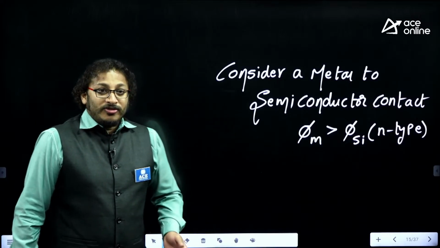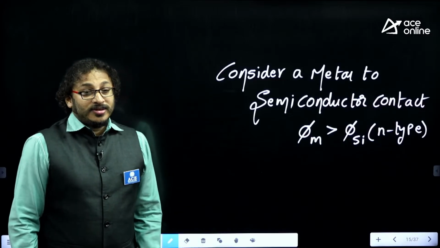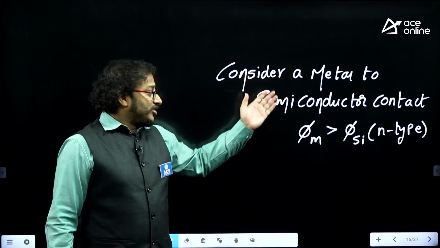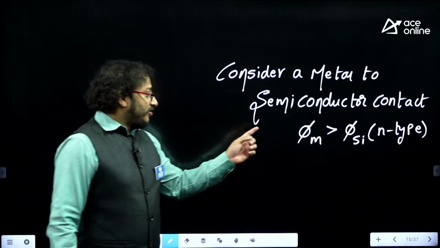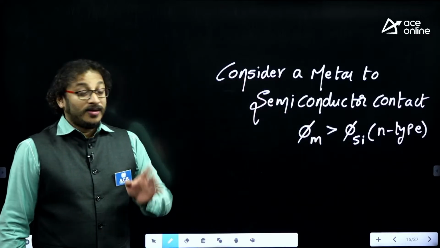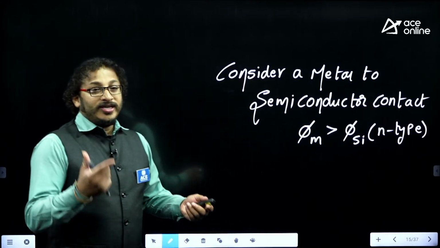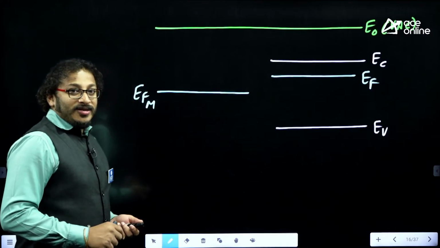It may be a question of Bhabha Atomic Research Centre, maybe DRDO, maybe GATE, or maybe engineering services. Listen to the question carefully. Take a metal to semiconductor contact, and the examiner has given a condition that the metal work function is greater than the semiconductor work function. The other condition is that the semiconductor is n-type. Now we need to draw the energy band diagram. How are we going to get it? Interesting. So let us see individually.